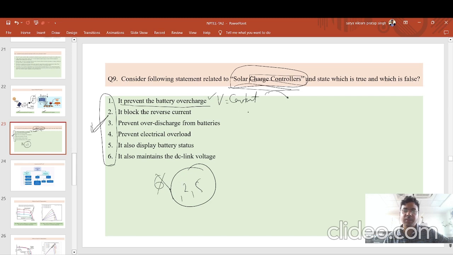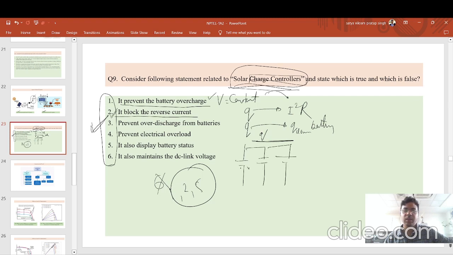What I mean by dissipating charges is, if you have extra charges, you should dissipate them in the form of I square R loss, or you can transfer them to a battery which has a lower charge level, so that it can come to a constant level of voltage, and it blocks the reverse current. That is also true. It also blocks the reverse current if it maintains the same DC voltage.